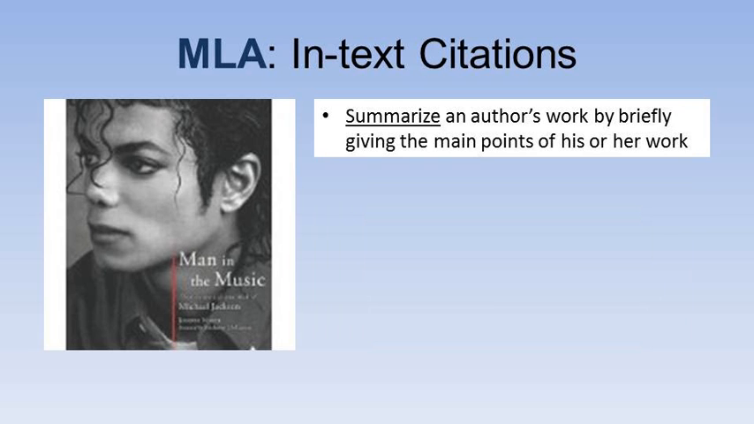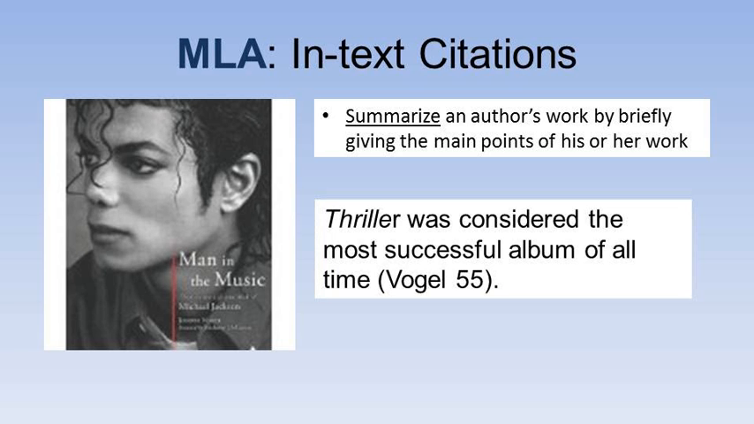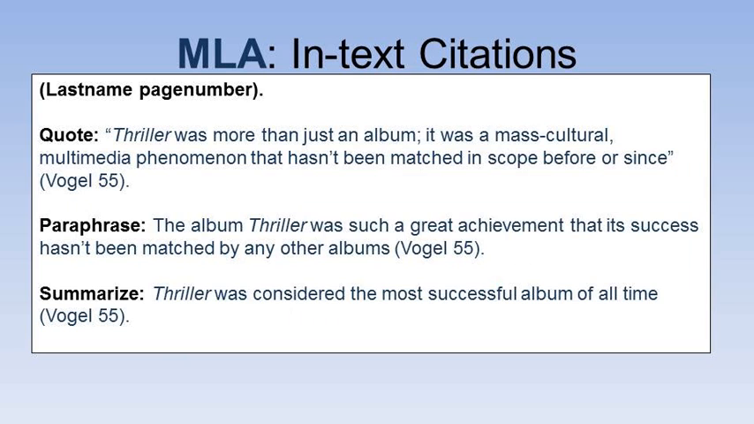The third type of citation is the summary. Summarizing involves putting the main idea into your own words, including only the main concept. It is short and to the point. We can summarize the original quote by saying, "Thriller was considered the most successful album of all time." The citation format is the same as quotes and paraphrases. Let's take a look at the three examples together. The differences between them are subtle but important, and they all need to give credit to the original source reference.